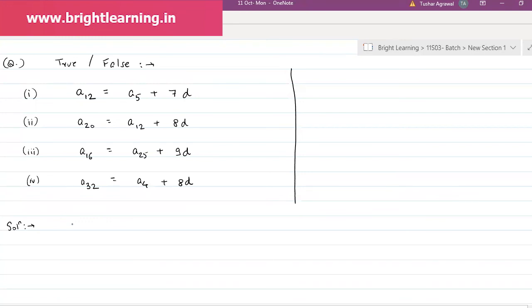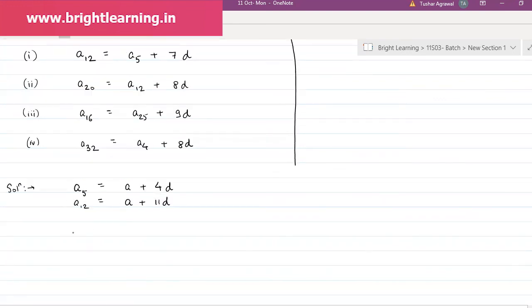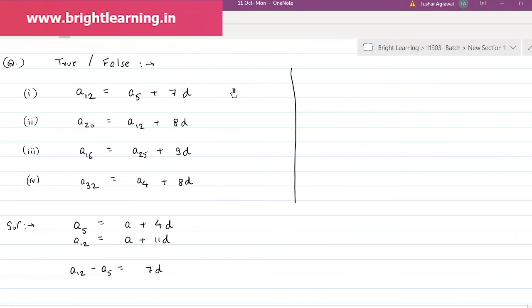In school, what traditional approach we used to do, sir? A5 I will write as A plus n minus 1 d, that is A plus 4d. A12 I will use the standard formula, that is A plus n minus 1, that is 11 times d. Now I will compare these two things, A5 and A12. So, sir, A12 minus A5, second expression minus first expression, turns out to be 7d. So A12 is equal to A5 plus 7d. That is true. So your answer said yes, sir. First one is true. I have answered your question. Similarly, you do for the second also. Similarly, you do for the third. You verify for third and fourth also.